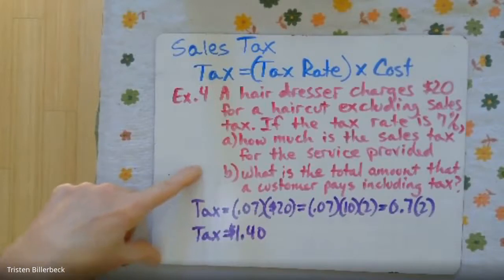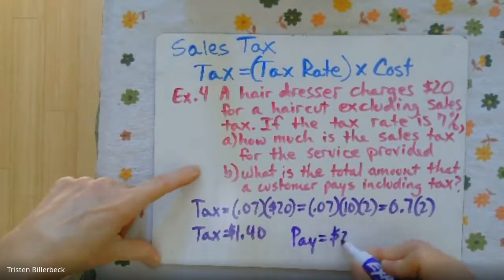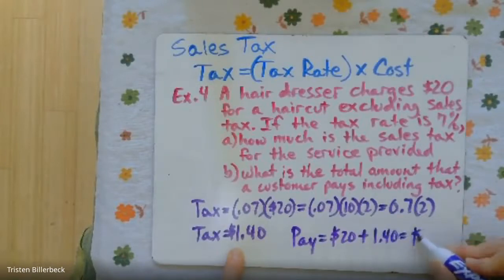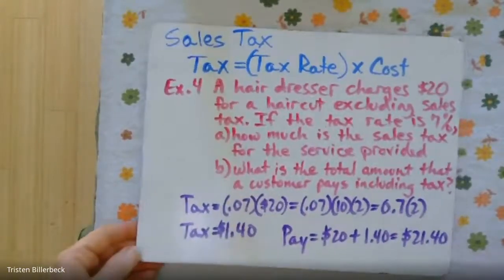Okay, so that's the tax. So what's the total amount the customer pays? So you pay $20 plus the $1.40, so you pay $21.40. Okay, so there you go. That's how you do sales tax.